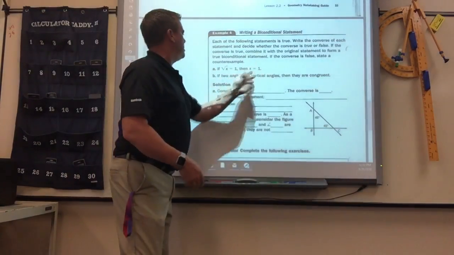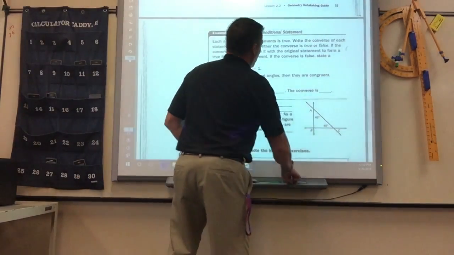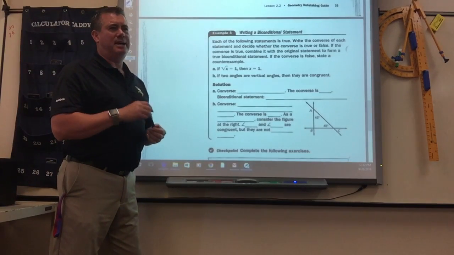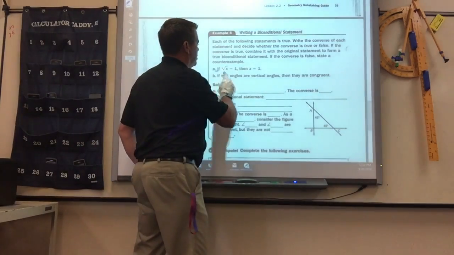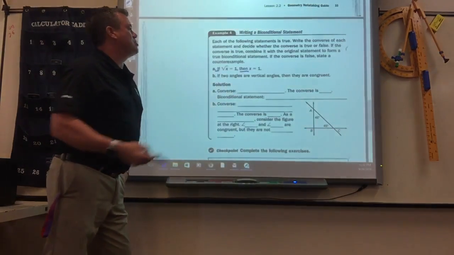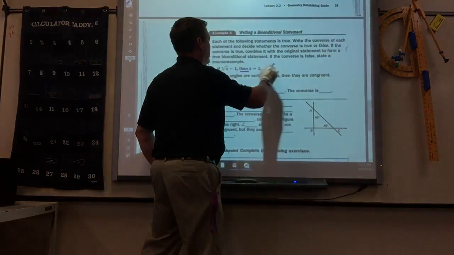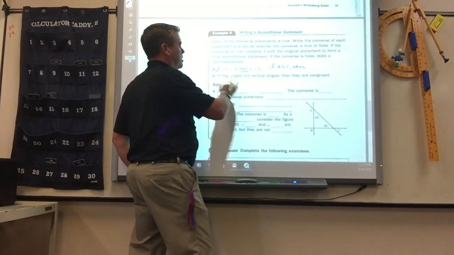So here we've got statements that we're going to decide whether or not can be written as a biconditional, and if it can, then you write it as a biconditional. So here's the conditional. Then the converse would be you switch these two around. You'd say if x equals 1, then square root of x equals 1.